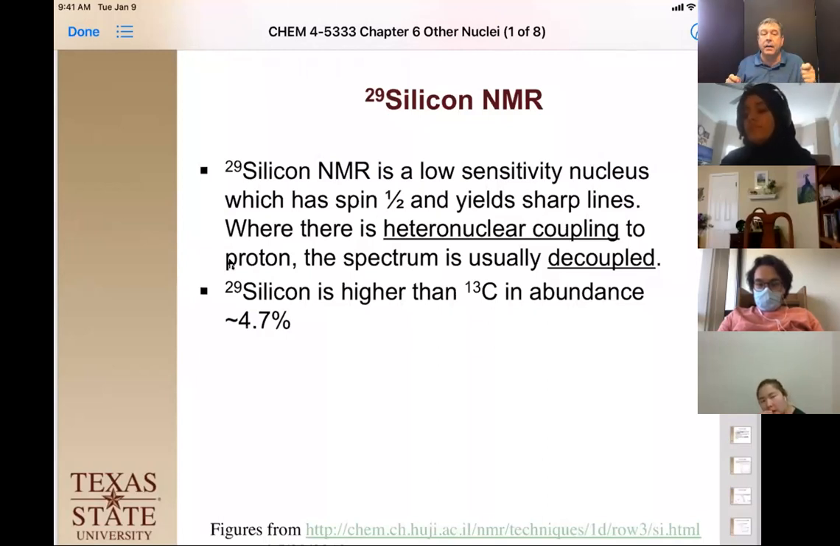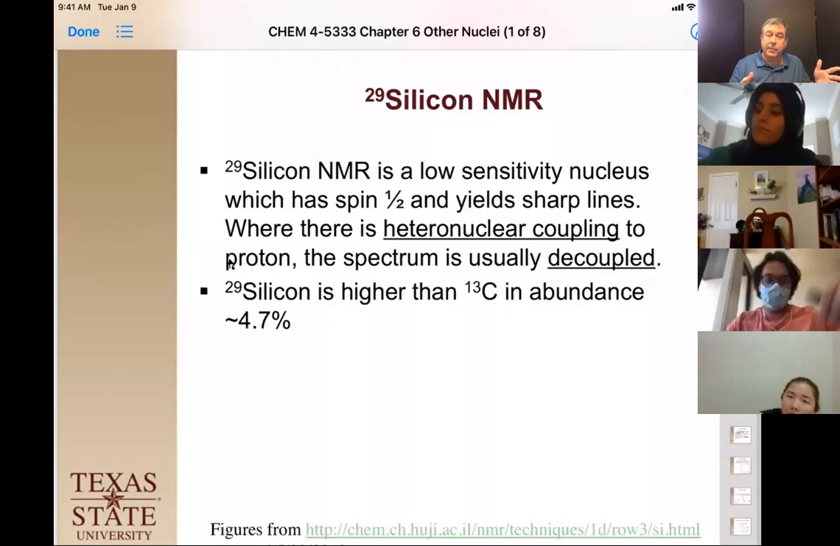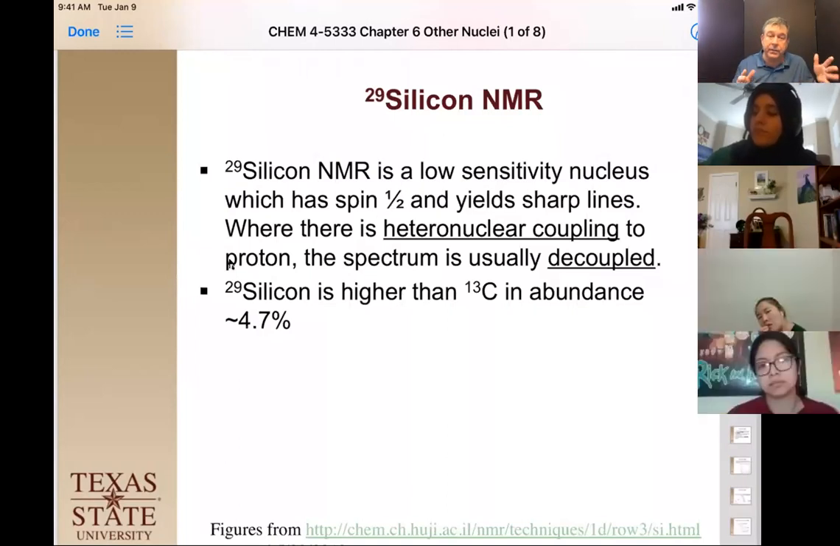Not only that, silicon is used as our standard for carbon and proton NMR. Right? TMS is used as our standard for carbon and proton NMR. Well, it turns out TMS is also used as our standard for silicon NMR as well. Okay. So let's look into, number one, shifts of just silicon NMR, and then we'll look at the coupling systems as well.